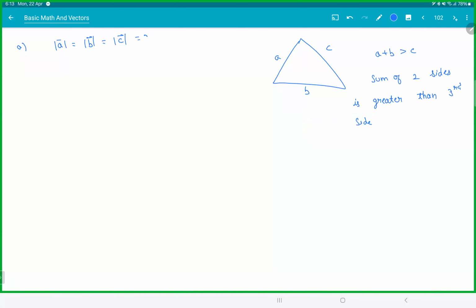So if I add 3 plus 3, am I getting greater than 3? Yes, so it can't form a triangle. So what kind of triangle will they form? Equilateral triangle, because all sides are equal. So what is the angle between the vectors? Anyone? What is the angle between the vectors?